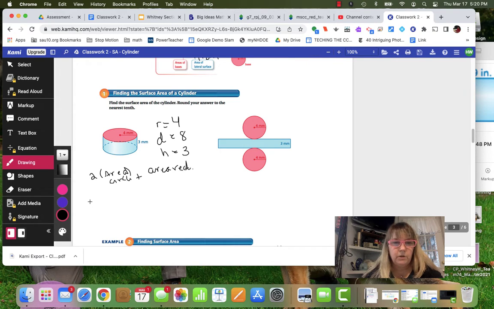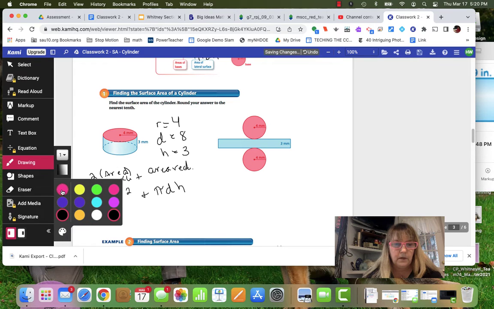The area of the circle is 2 times pi times the radius squared, plus the area of the rectangle, which is going to be pi times the diameter. That gives us this length here, times the height of the cylinder. Okay, I'm going to switch colors now. So let's talk about the area in the pink.